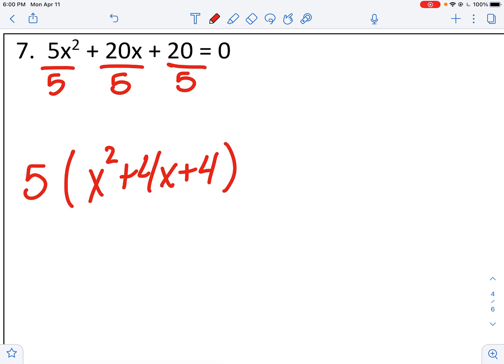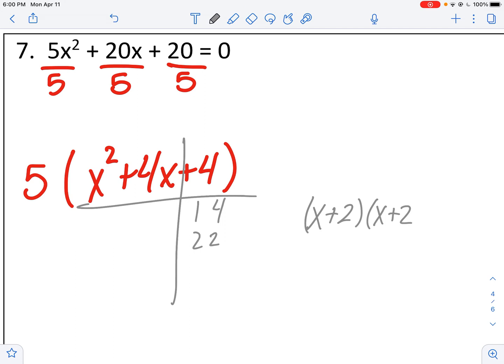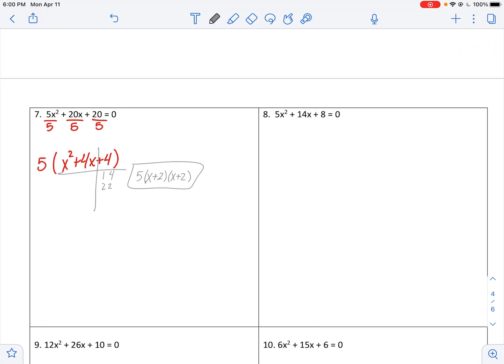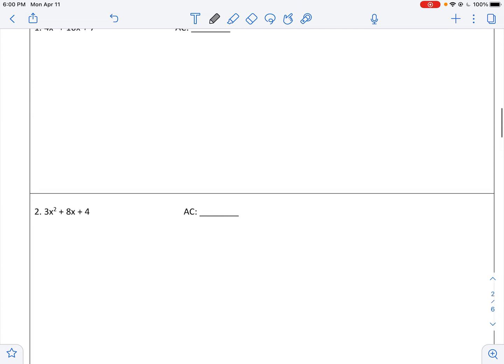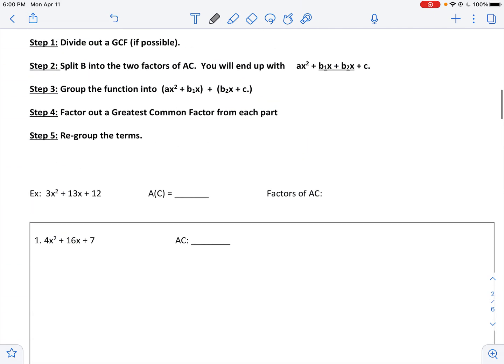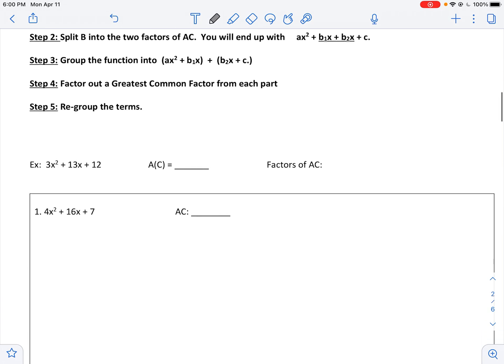But here again, I would find the numbers that multiply to the constant 4 and add to 4. So I would have x plus 2 and x plus 2, and I have to remember that 5 that I divided out initially. So sometimes we'll get lucky where I can divide out a leading coefficient and I would be left with no leading coefficient. I already know how to factor those. But if I'm not given a problem like that, if it doesn't factor out nicely, then what I would have to do, I've already divided out a GCF.